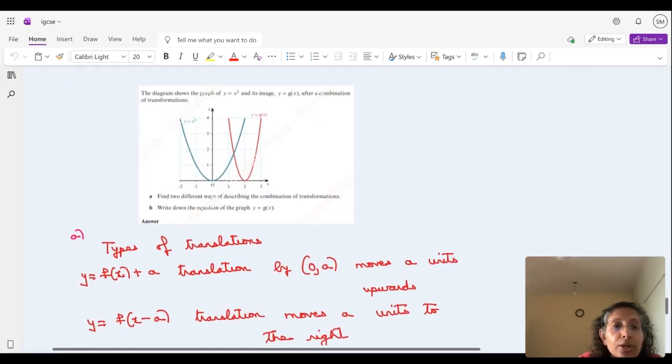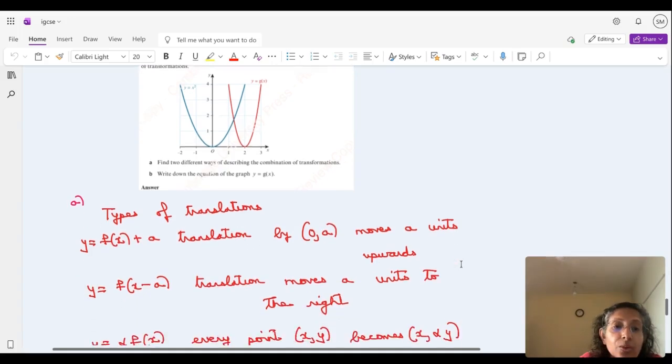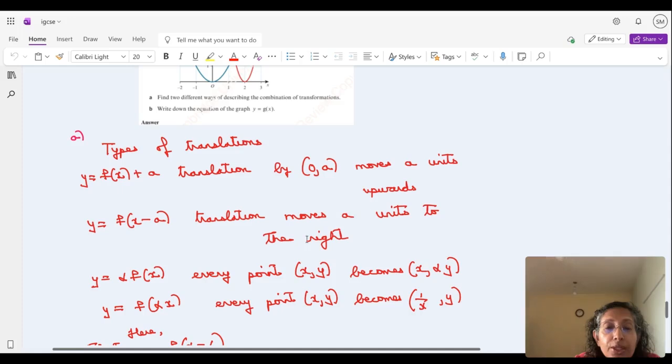Okay, now you have this figure. The diagram shows the graph of y equal to x squared and its image after a combination of transformations. Find two different ways of describing these transformations. So I recapitulate once more. y equal to f(x) plus a, the graph moves a units upwards. y equal to f(x minus a), it moves a units to the right. y equal to alpha f(x), every point (x, y) becomes (x, alpha y), and y equal to f(alpha x), every point (x, y) becomes (x/alpha, y).